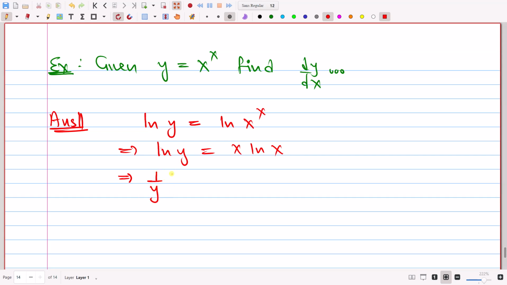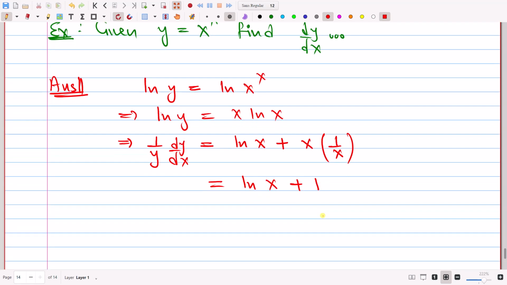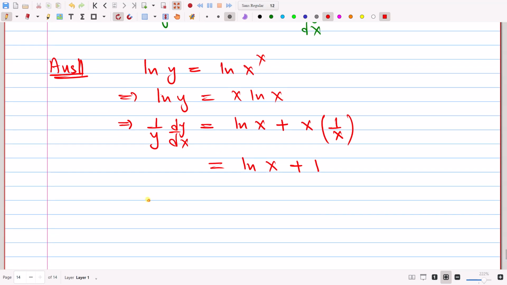Differentiating ln of y, we know that you get 1 over y, but since you're differentiating a y variable, you get dy/dx. Then right hand side, you have a product. First I differentiate x while keeping ln x constant. When I differentiate x, I get 1, so I just have ln x. Then plus, I keep x and differentiate ln x, which gives me 1 over x. So this simply becomes ln of x plus 1.